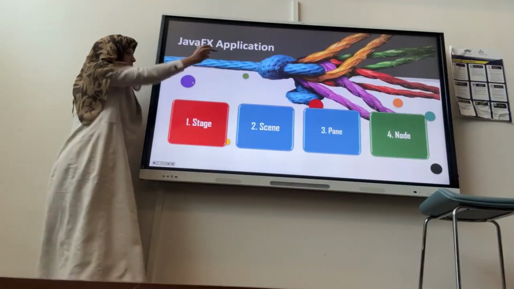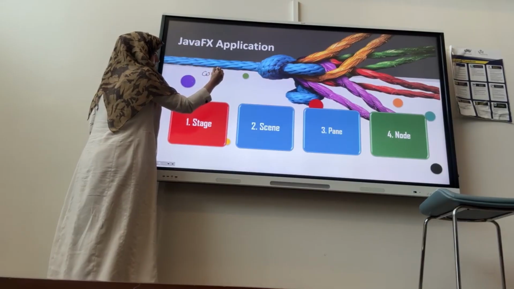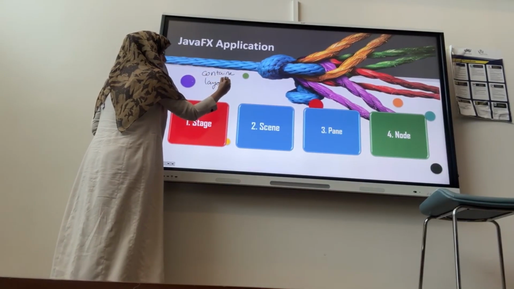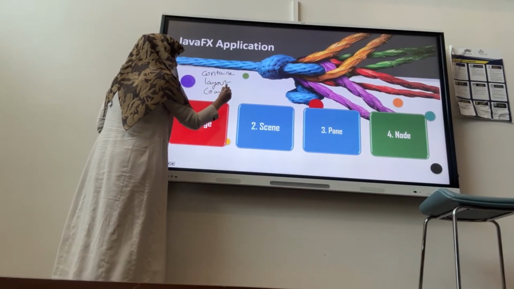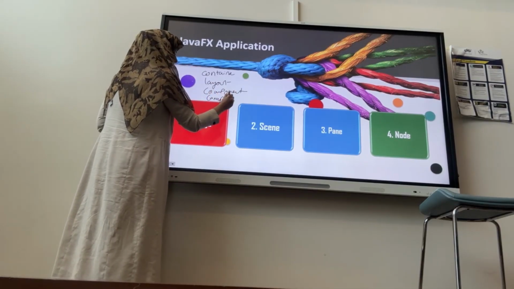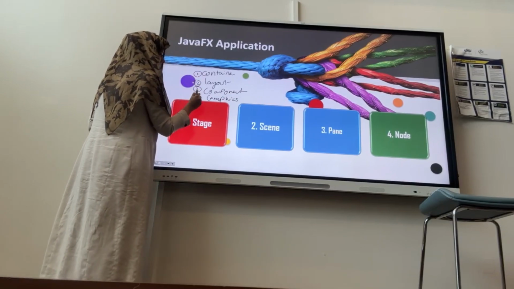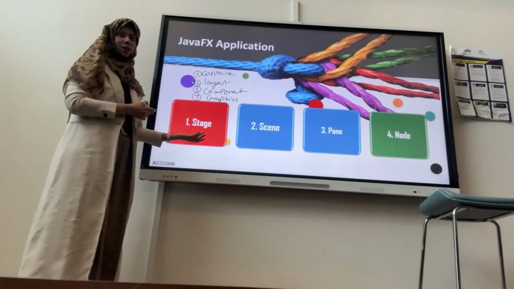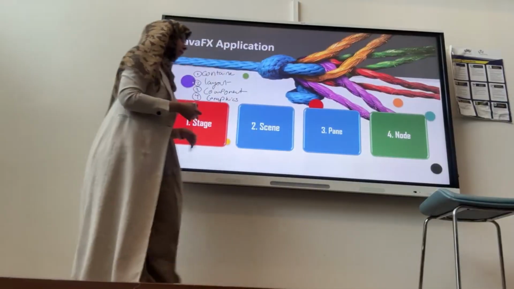So in the previous AWT and Swing, we introduced 4 concepts: container, layout, component, graphics. Now in JavaFX, this is taken from theater logic. So we have stage, we have a scene, we have a pane, we have a node.